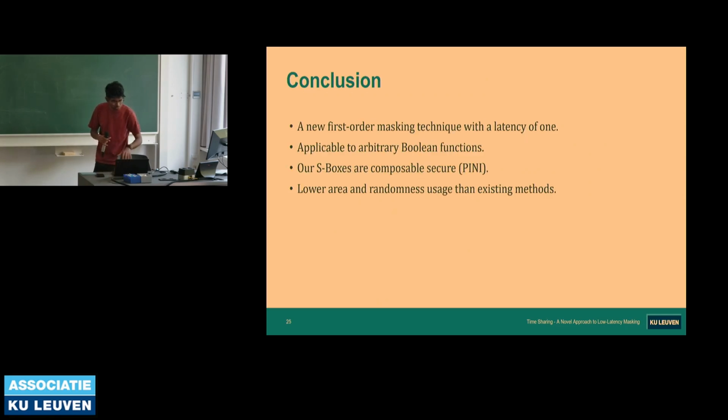So, conclusion. We present a new masking technique for low latency with a latency of 1, irrespective of what the function is. And it doesn't really depend on the structure of the function or the representation of the function. I just need the algebraic normal form equations, and then I can easily mask it. And it's also composable secure.